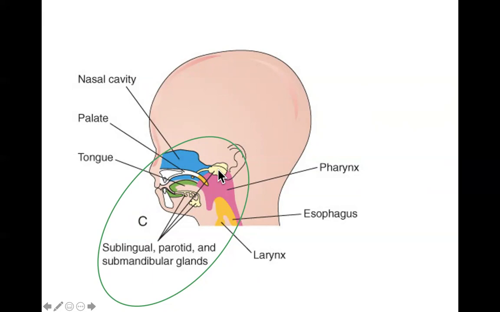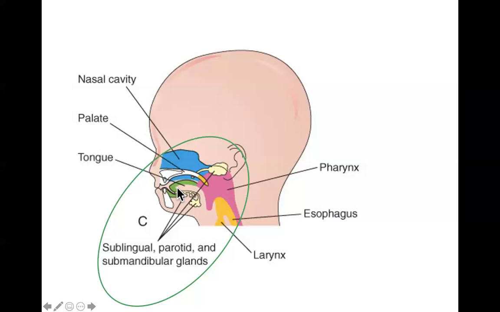At any rate, they start to develop during the 6th and 7th weeks. The parotid gland forms first. Next is the submandibular gland, followed by the sublingual glands. And that's about the gist of it. That's really all there is to say.